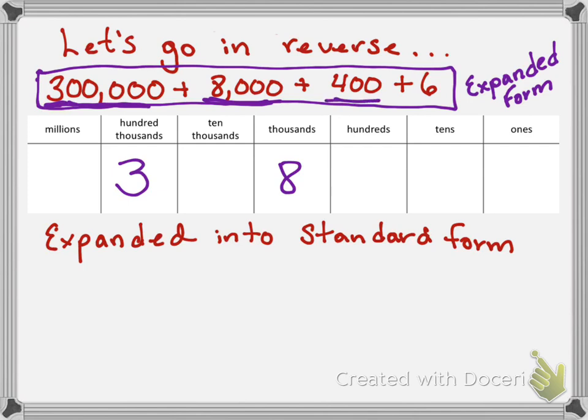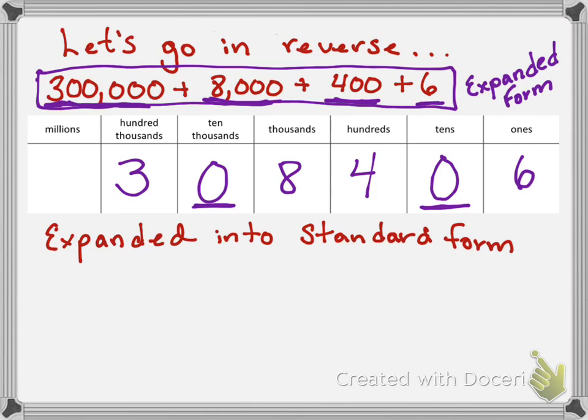We have 400, so that means we have 4 copies of hundreds. And we have no tens, but we have 6 copies of 1, so we have 6 ones. But now we have no number in the tens and no number in the 10,000s, so we're going to put a 0 because we have no copies of 10,000s or tens.